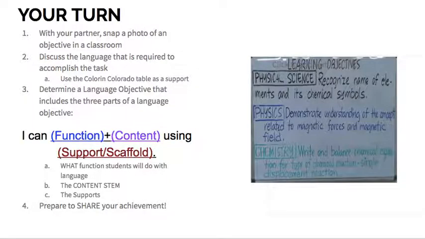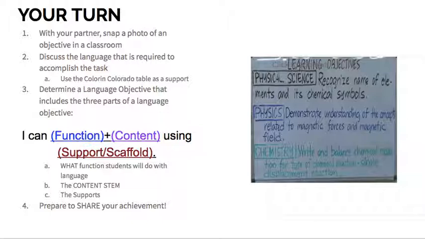So here's your task. With a partner, we'd like you to snap a photo of some language objectives in some classrooms, and we want you to really discuss the language that is required to accomplish the task. We want you to use the Colorín Colorado table as a support. What we want you to do is determine a language objective that includes all three parts of a language objective: the content, the function preceding it, and the support following it.